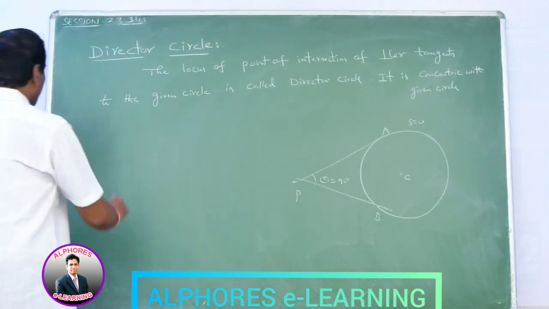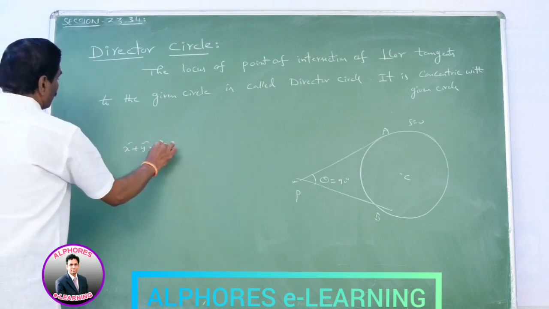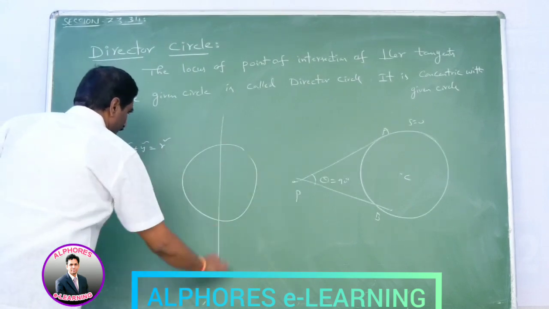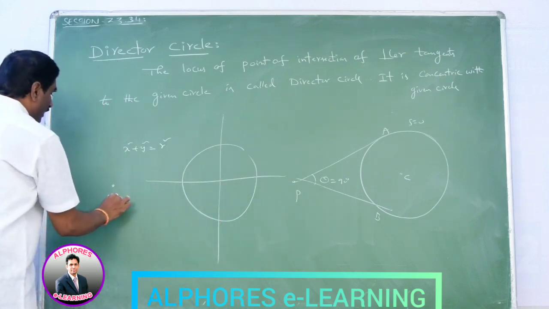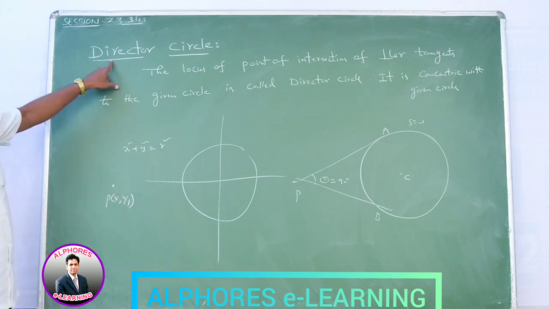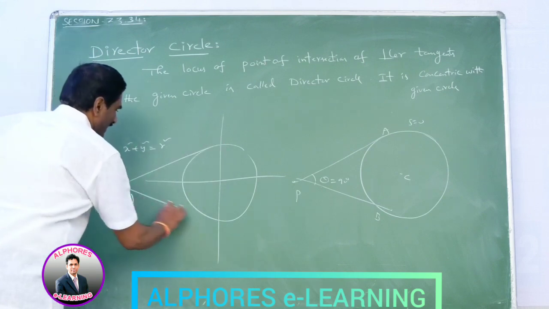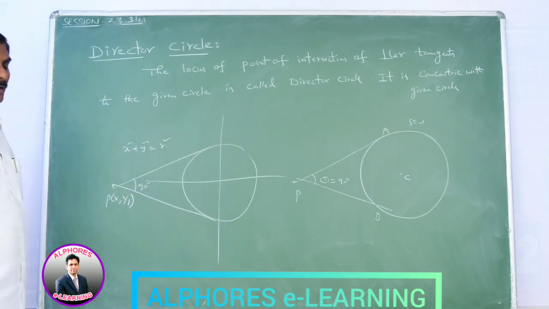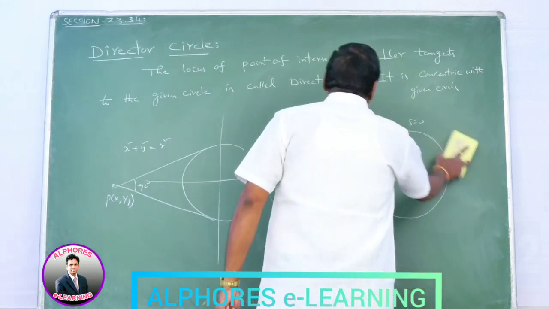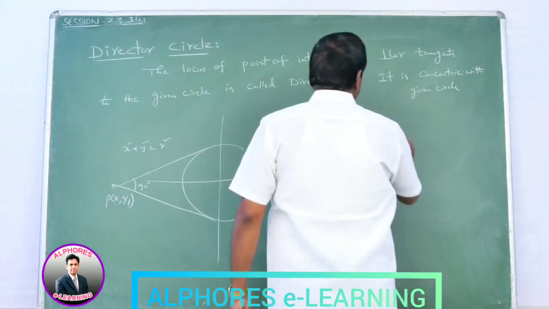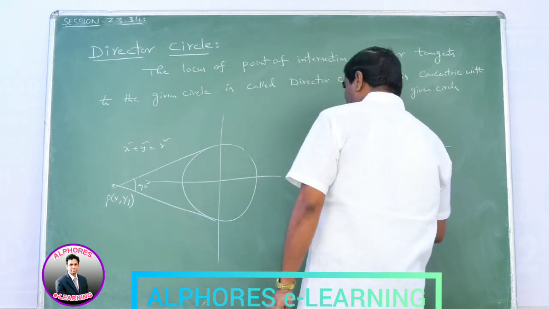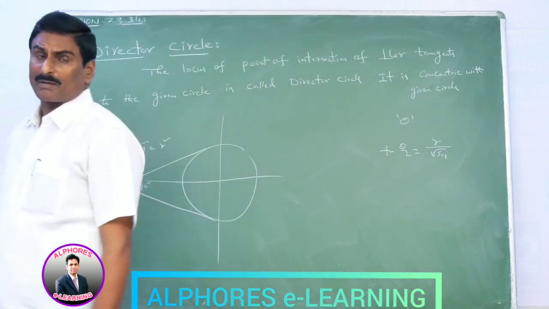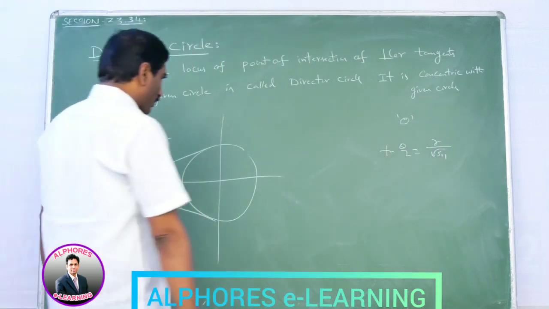Suppose x square plus y square is equal to r square is the circle. Here the center of the circle is (0, 0) and the radius of the circle is r. Say P(x1, y1) is any point on the director circle. Then the angle between the tangents PA and PB must be 90 degrees, that means theta is equal to 90 degrees. If the angle between the tangents is theta, then tan theta by 2 is equal to r by root S11. Here theta is equal to 90 degrees.